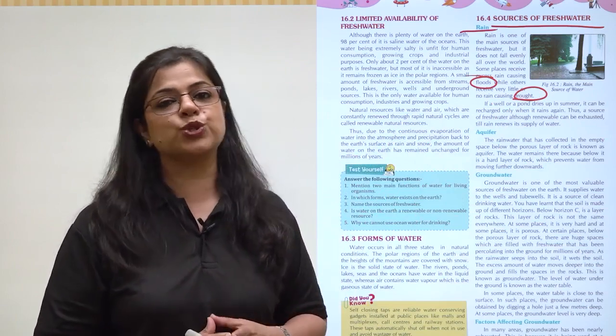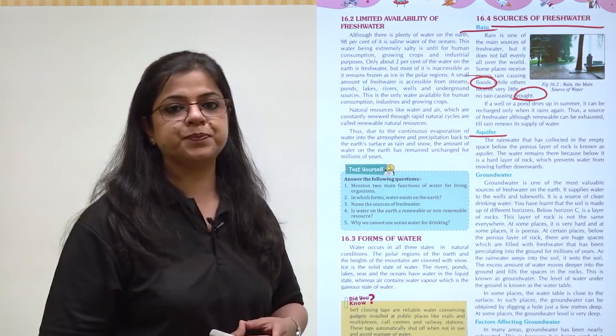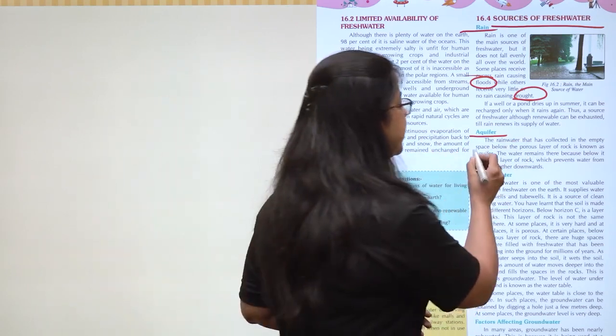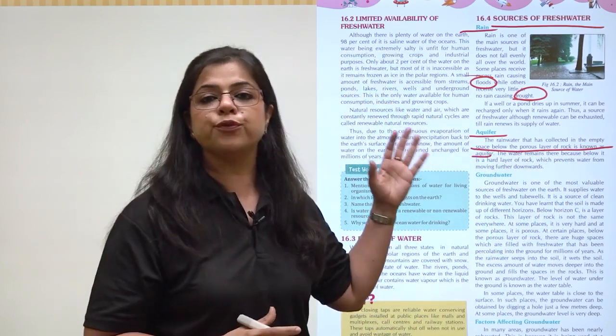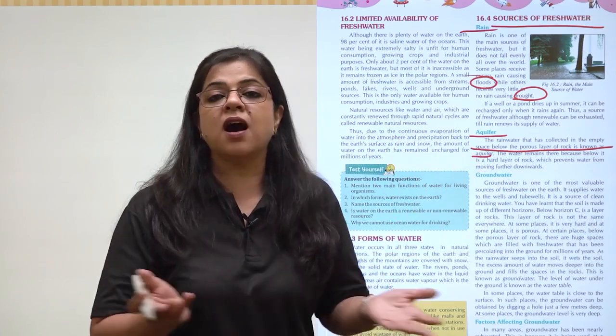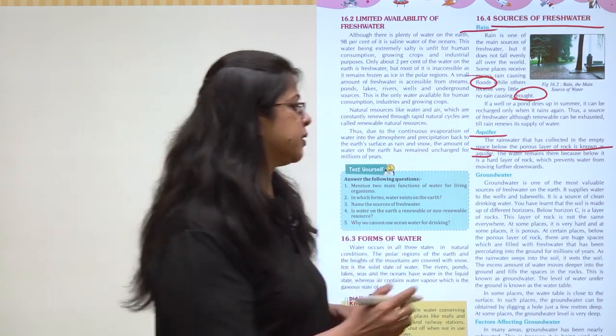The second source of fresh water for earth is known as aquifer. What is an aquifer? It is the water that is collected in the space below the porous layer of rock. Now this water remains there because there is a hard layer of rock and it cannot seep any further.